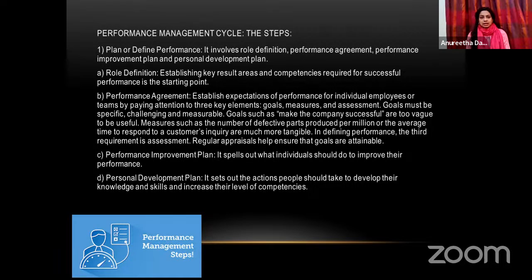Role definition is establishing the key result areas and competencies required for successful performance, the starting point. Performance agreement has three elements: goals, measures, and assessment. Goals must be specific, challenging, and measurable. Goals such as "make the company successful" are too vague to be useful. Measures such as the number of defective parts produced per million or the average time to respond to a customer's inquiry are much more tangible. In defining performance, the third requirement is assessment. Regular appraisal helps ensure that goals are attainable.